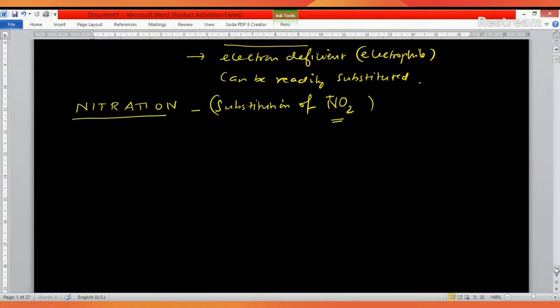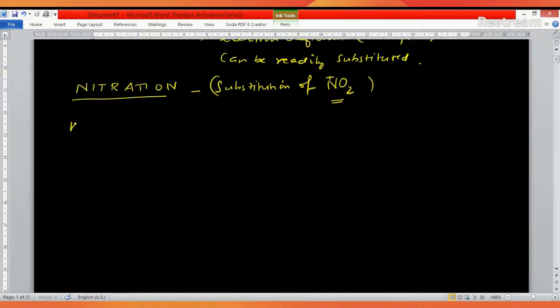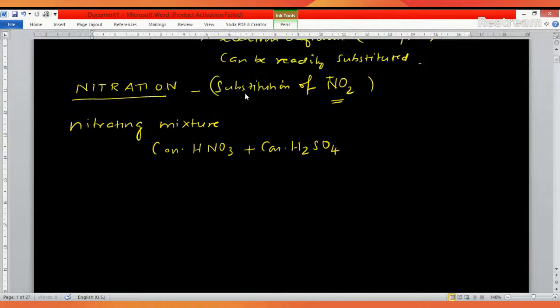How to generate that electrophile? For that purpose, we should use a mixture called the nitrating mixture. What is the composition of nitrating mixture? It constitutes concentrated nitric acid and concentrated sulfuric acid. The concentrated nitric acid can be written as HO, N double bond O and single bond O. When it is in contact with sulfuric acid, H plus and HSO4 minus are formed.